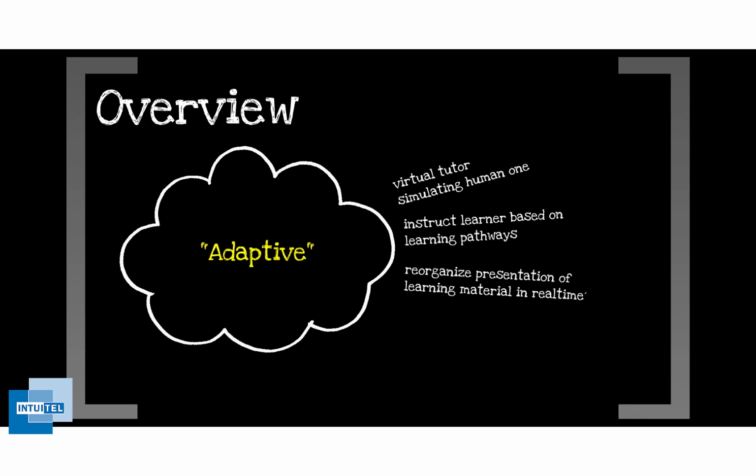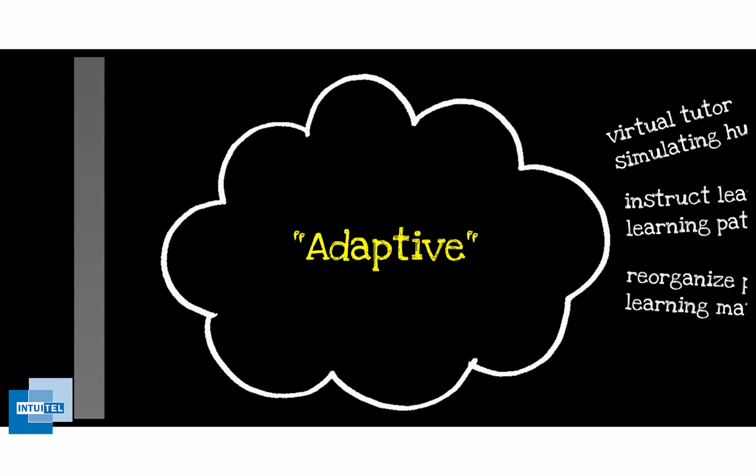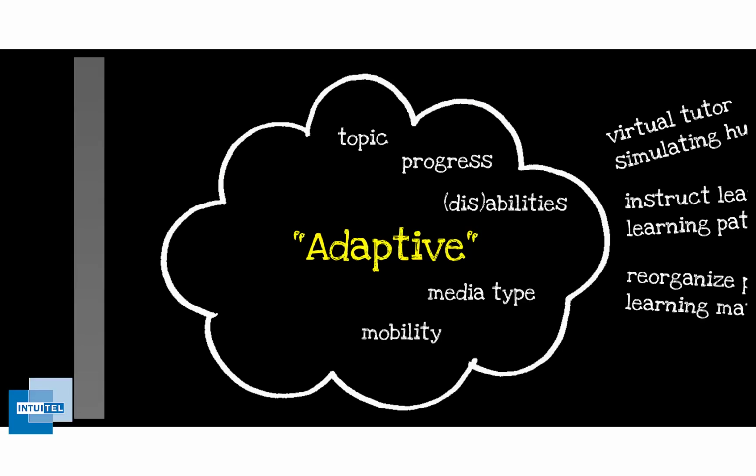The term adaptive refers, for example, to the topic of what is to be learned, the progress that the learner has made so far, the abilities or disabilities that a learner has, the media type of the learning object, the mobility, so for example if it is a desktop or mobile phone or an iPad that the learner is working at the moment, the age of the learner, the culture the learner comes from, and the personal learning style of the learner.